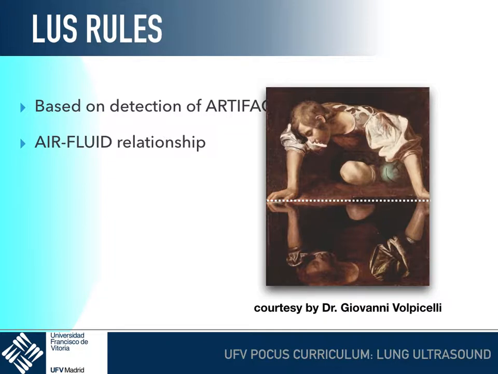In this example, the pleural line will be the border of our two images: the real images, which are supposed to be the superficial part of our screen, and the artifact, the unreal image, which is supposed to be below the pleura.